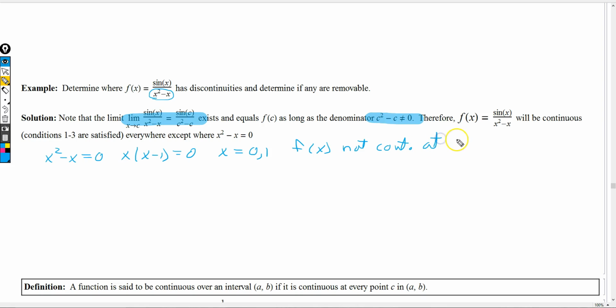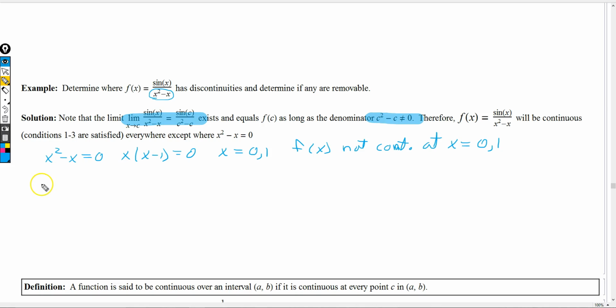At x equaling 0 and 1. Okay, that's continuous right there. It's not continuous at x equaling 0 and 1. Now let's see if either of these might be removable. Let's start with x equaling 1.